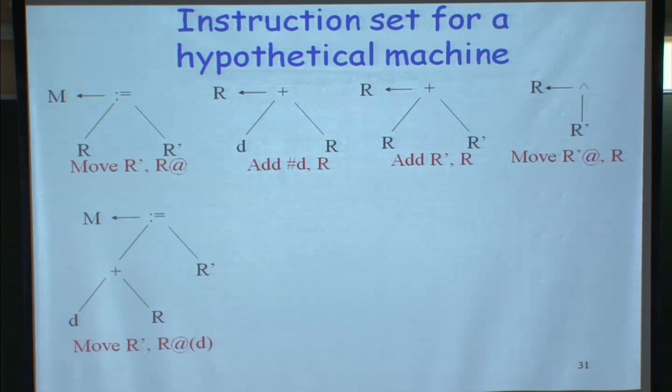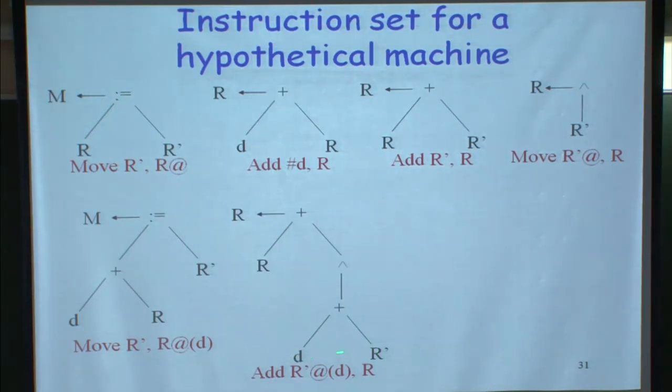Another possible template could be that I now say: move contents of a register into a location whose address is given by this indirect, which says that the address will have to be computed by looking at the contents of the register and a small offset, which is a constant. Or I can have a template which says take contents of a location whose address is given by R prime with an offset of D.